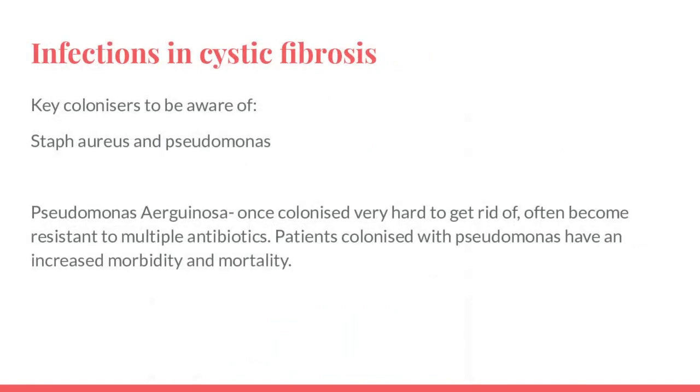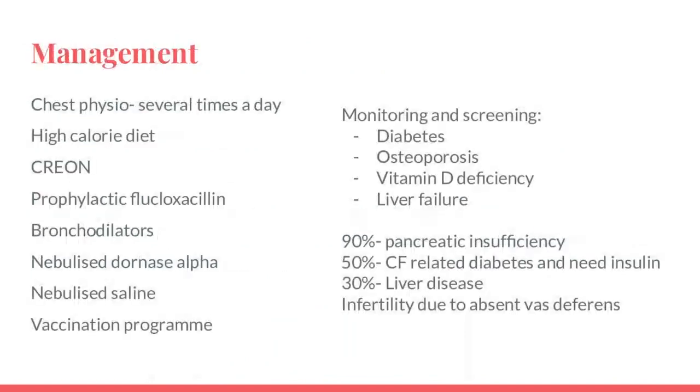Important with CF is thinking about infections. You probably know, 1 from studying medicine, but 2 from watching anything on TV involving CF patients, that we're talking a lot about these colonizers. The key ones that you should be aware of are Staph aureus and Pseudomonas. Pseudomonas being that one that is very, very difficult to get rid of. It often becomes resistant to multiple antibiotics. And those patients, unfortunately, do have an increased morbidity and mortality just because we really struggle to treat them.